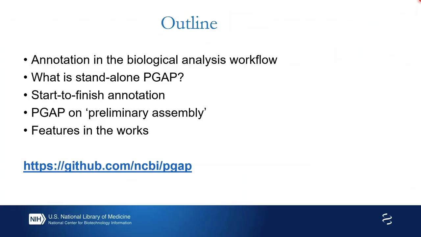So the outline of the talk for today is first, we'll review what the place of annotation is in the biological analysis workflow. Then we'll provide a brief description of what standalone PGAP is, what the history was, and what it provides. We'll spend a good chunk of time providing an example, start to finish annotation using PGAP on your own data. And then we'll give a couple of tips on how to run PGAP on assemblies that are, I would call, preliminary assemblies, which means drafty assemblies. And finally, I'll go over a couple of features that are in the works. So just as a reminder, PGAP is available on GitHub, and the link is at the bottom of the slide.